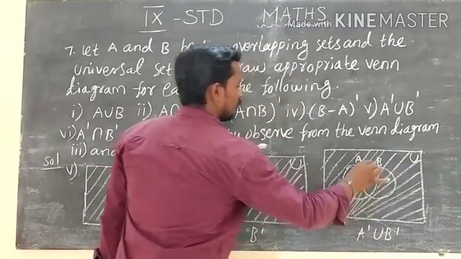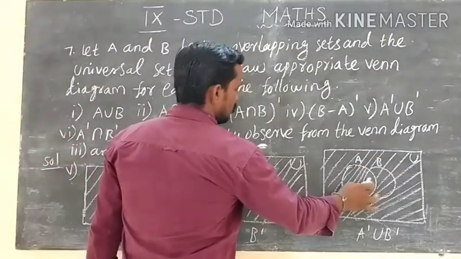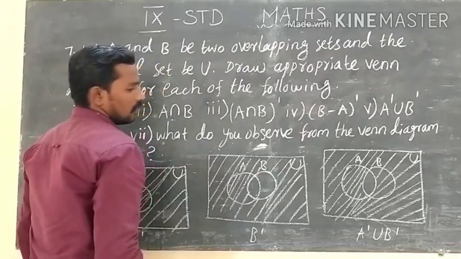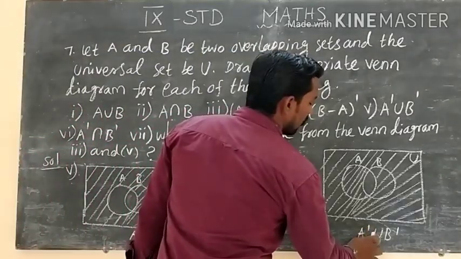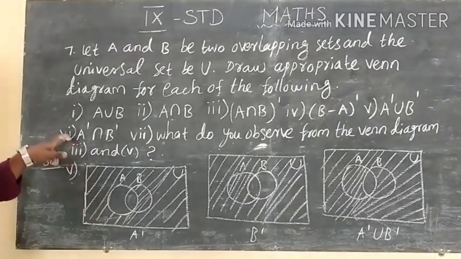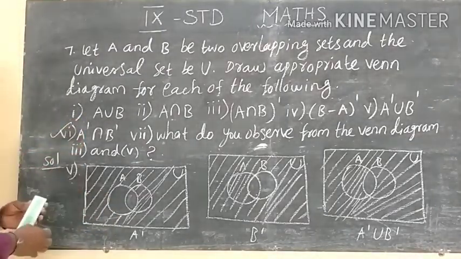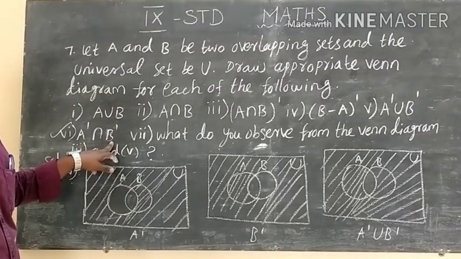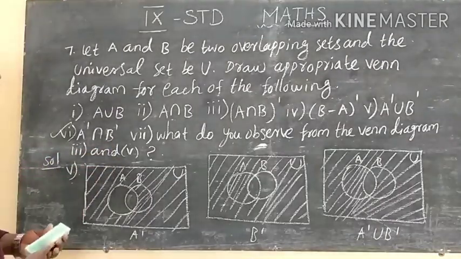So remaining, you get only this empty portion. So compare both. This is the empty one. Okay, this is the A complement union B complement answer. Follow the procedure like this. Find out the sixth sum: A complement intersection B complement. Okay, have you understood the answers?